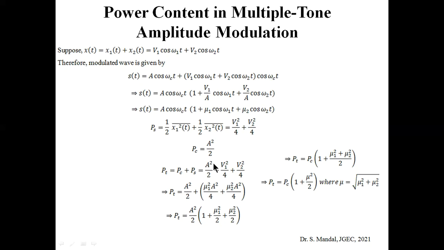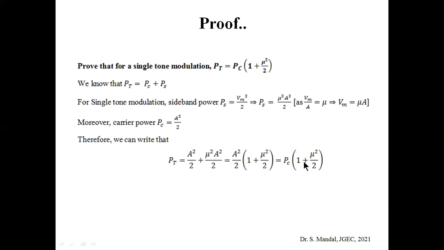So total power is A square by 2 plus V1 square by 4 plus V2 square by 4, so Pt equal to A square by 2 plus mu1 square A square by 4 plus mu2 square A square by 4. If you take A square by 2 common, we get A square by 2 into 1 plus mu1 square by 2 plus mu2 square by 2. We already know this is nothing but Pc, the carrier power, so just substitute it, and it becomes Pc into 1 plus mu1 square by 2 plus mu2 square by 2. So it is similar to the earlier equation, Pc into 1 plus mu square by 2.